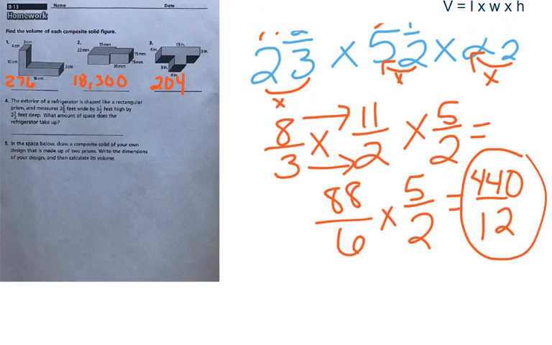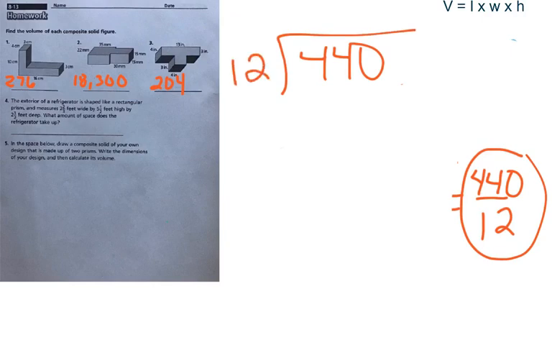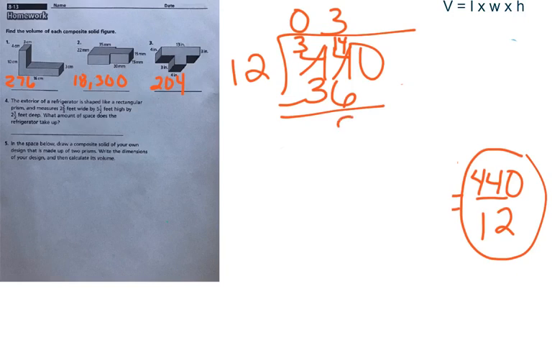I'll make some room here, and I'll just set that up like a regular division problem. I have 440 divided by 12, and 12 can go into 4 0 times. 12 can go into 44 3 times, which is 36. And I have to borrow 14, and this becomes a 3. 14 minus 6 is equal to 8, and 3 minus 3 is 0.